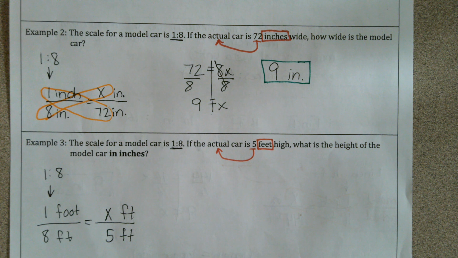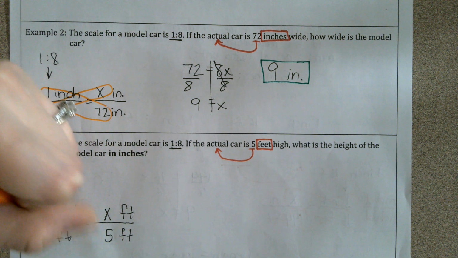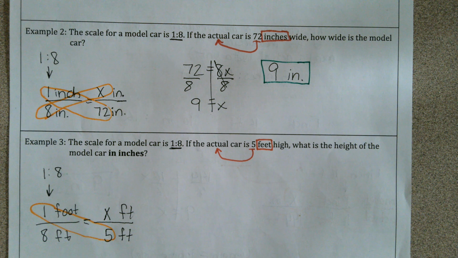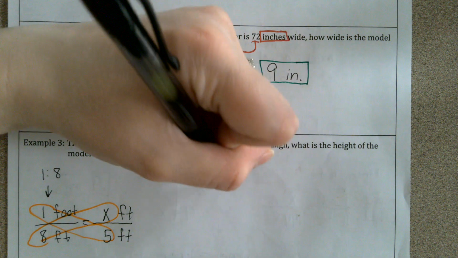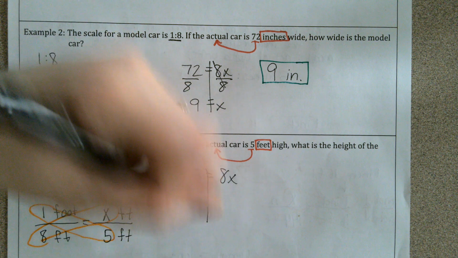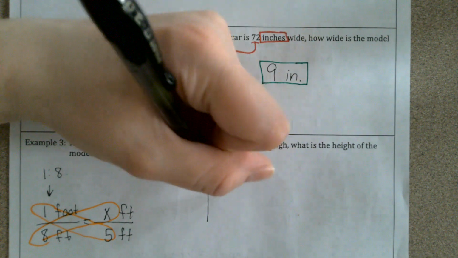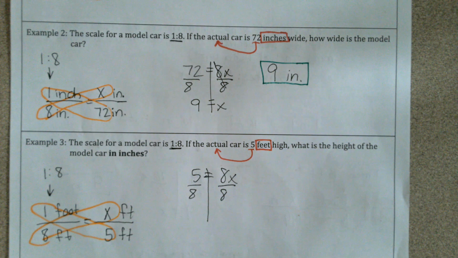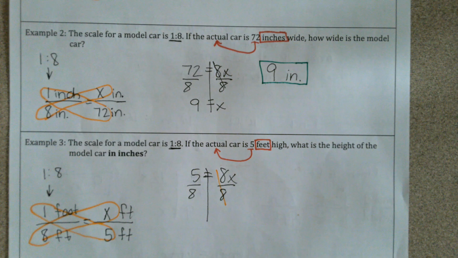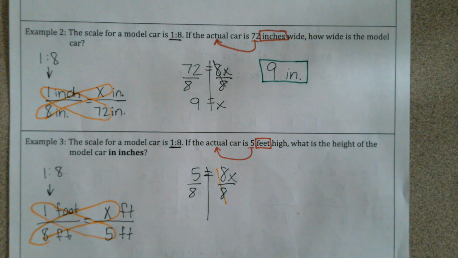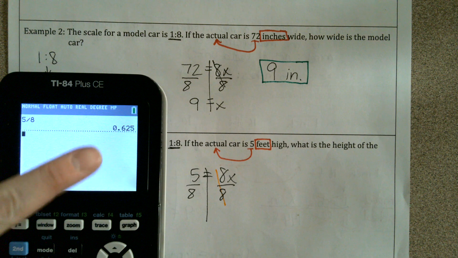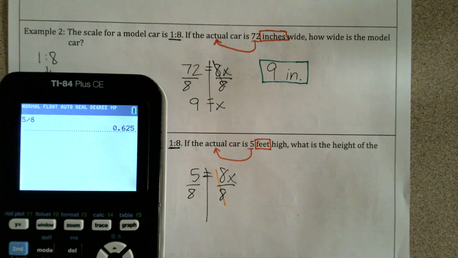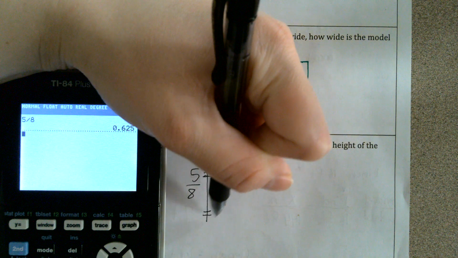So now I can solve per usual. Cross multiply. 5 times 1 is 5 equals 8 times x is 8x. Set up our equation, then we solve like usual. Divide by 8. This cancels. And then 5 divided by 8 it is 0.625.